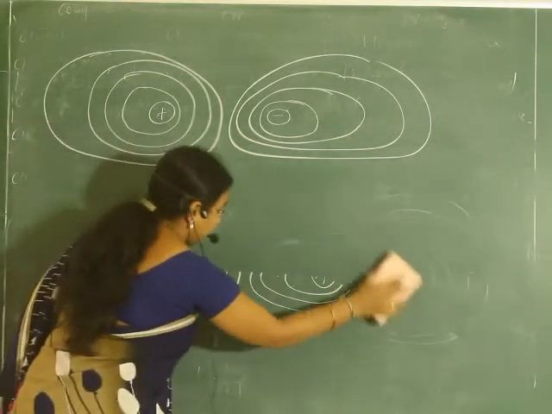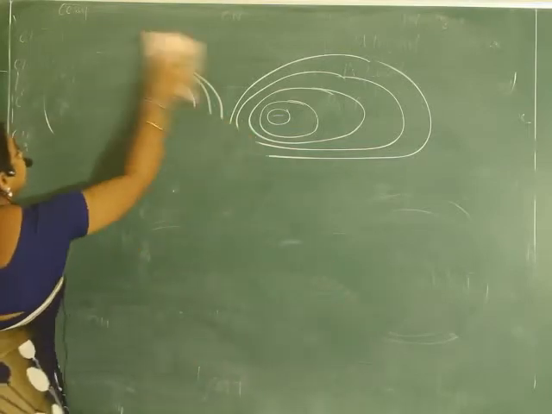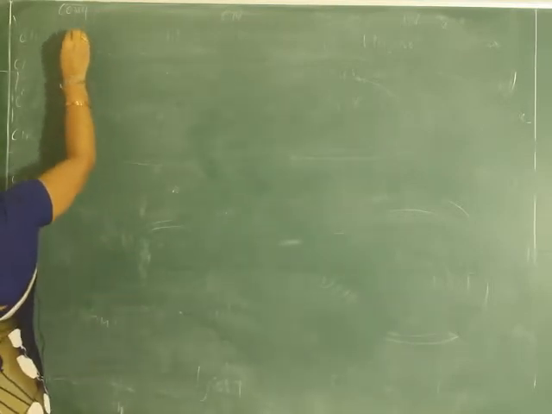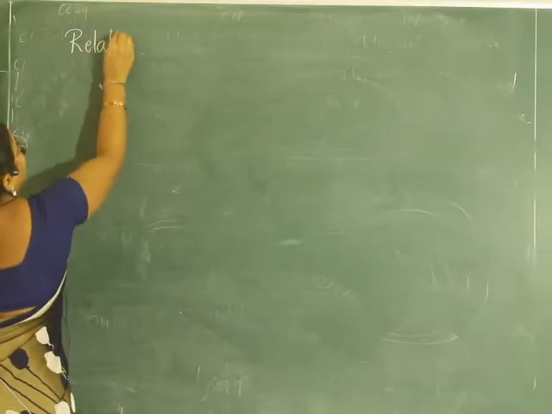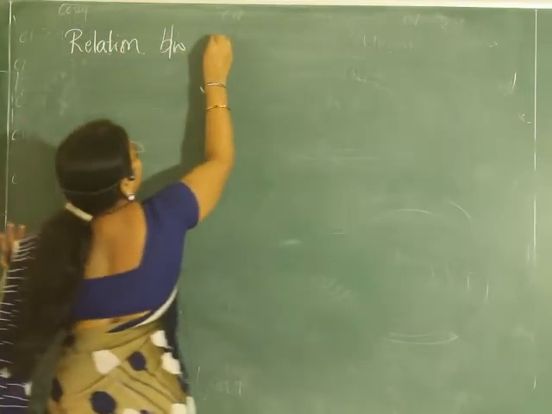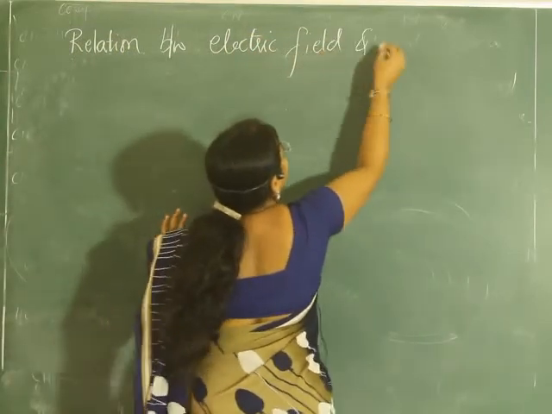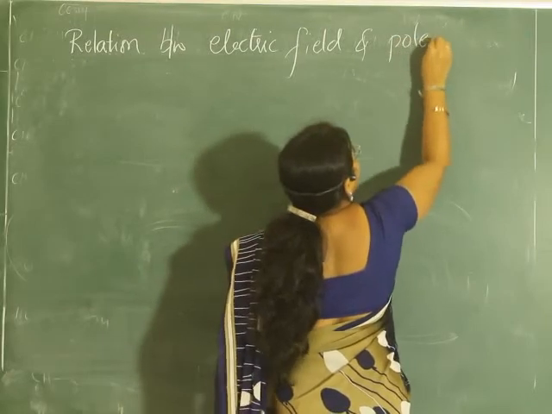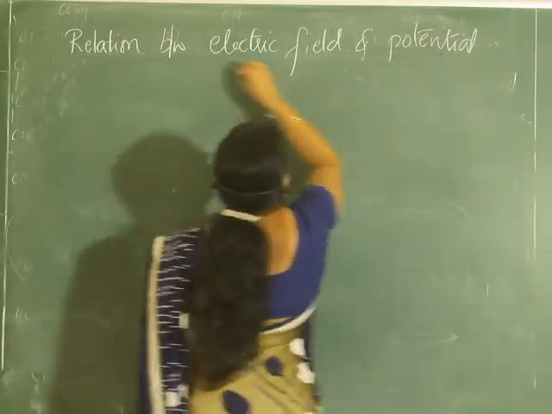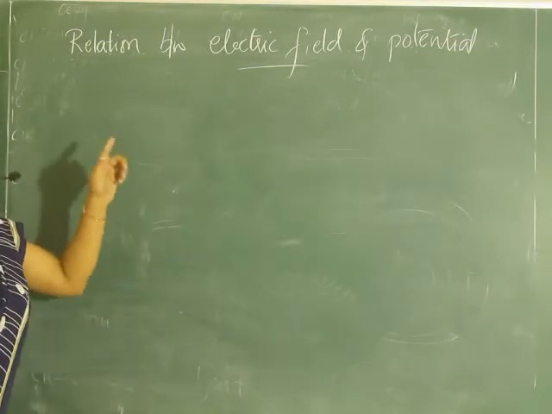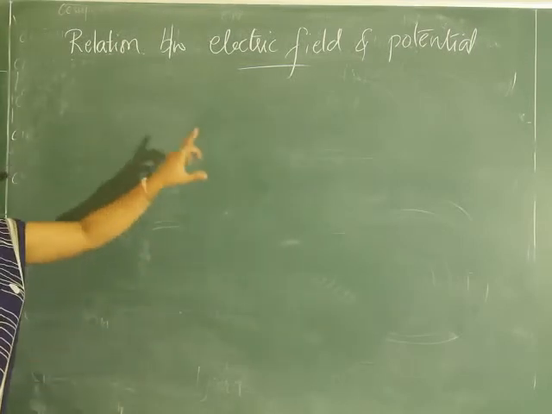Next, the concept we are moving to is one simple derivation, that is the relation between electric field and electric potential. In our previous class, we learned the difference between electric field and electric potential. In today's class, we will learn what the relation between electric field and potential is.